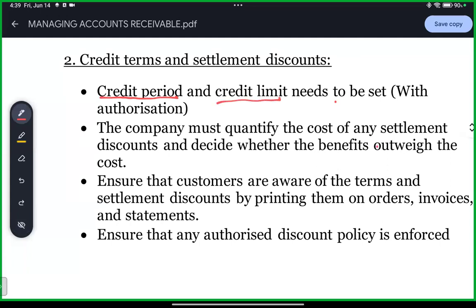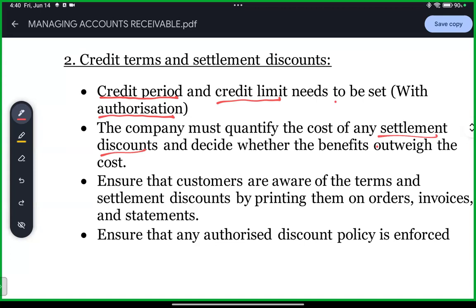You can set a credit limit. So out of the total sale, how much percentage is credit or how much percentage is cash? Or what is the maximum amount of credit they can avail? So you have to set it. You have to get authorization for this limit from a personnel, and you have to set the credit period and the credit limit. Also, they must very clearly specify any settlement discounts and whether to give any early settlement discount to the customer. So how does early settlement discount work? I'll tell you later in this video. Just keep that in mind.